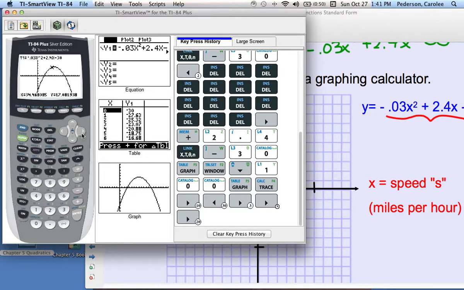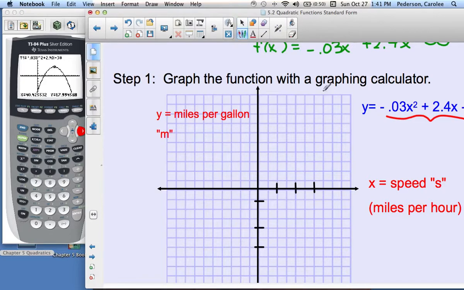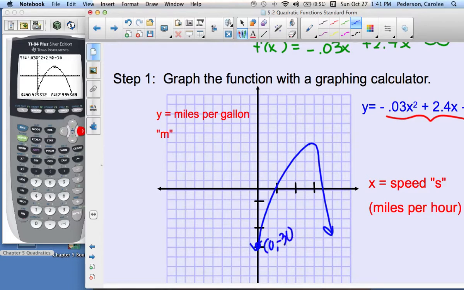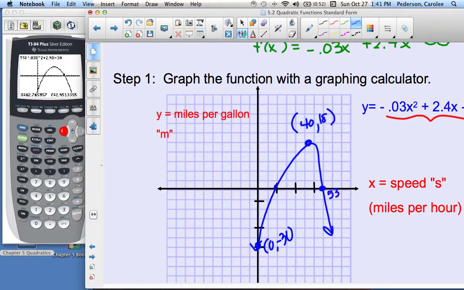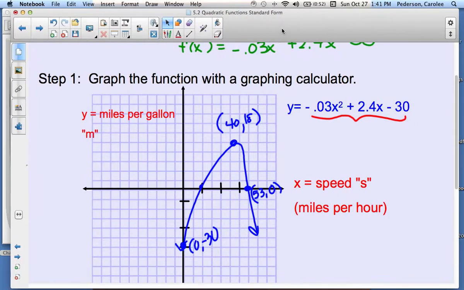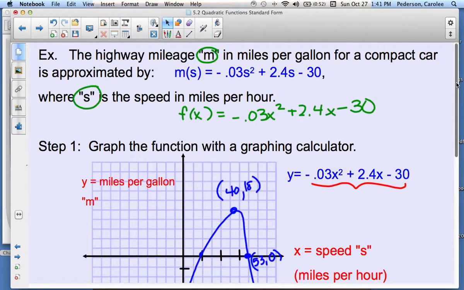So if I take the time to graph this, just a quick sketch of it. It looks like this. Here is 0, negative 30. This maximum point of 40, comma 18. And then it scrolls back down here. I use my arrow key. About 52, 53. Right here is an x-intercept. All right, so this is just a rough sketch using that graphing calculator. What we're going to do instead in our homework is the step 2 and 3. But I wanted you to get a visualization.